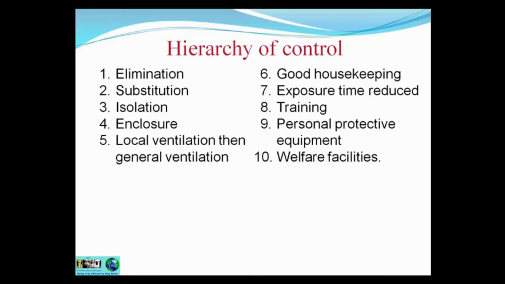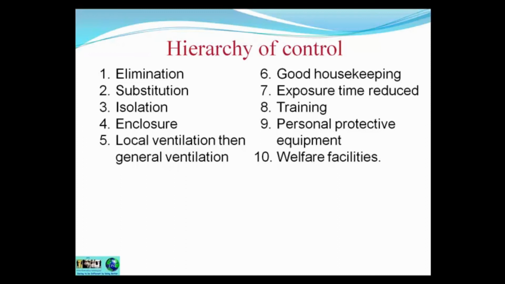And they are in this order: elimination, substitution, isolation, enclosure, perhaps local ventilation, then general ventilation if we are carrying out a risk assessment where there's perhaps a smoky or a fume or a vapour filled atmosphere. Good housekeeping, exposure time reduced, training, personal protective equipment, and lastly welfare facilities. Or you could have the personal protective equipment last. Now, personal protective equipment, we'll look at that in the next section.